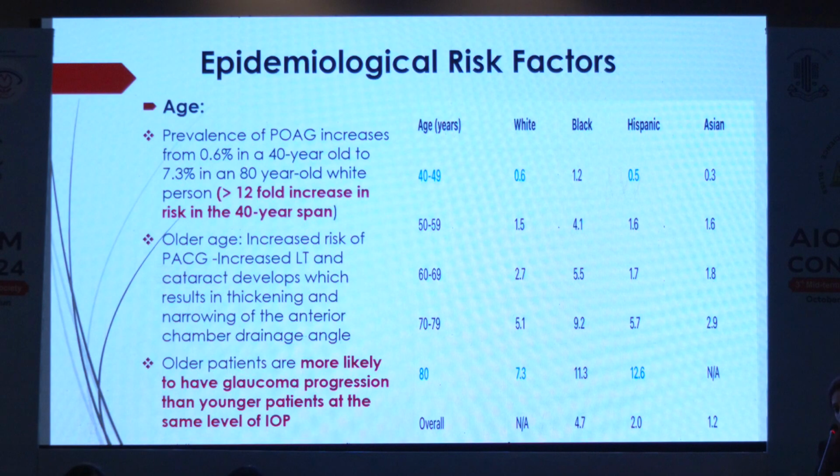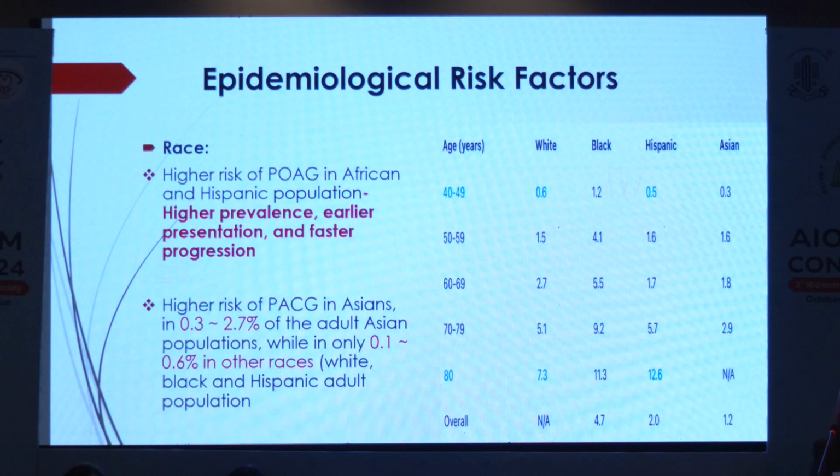Similarly, we all know that because of changes in the anatomy of the eye, there's an increase in PACG as well with age. And not only does the prevalence increase, but you're also likely to have more progression than younger patients at the same level of IOP. Then we have race. Obviously, a higher prevalence of POAG is seen in African and Hispanic populations. Not only do they have a higher prevalence, but they have an earlier presentation and faster progression. Similarly, PACG, as we all know, is more common in Asians as compared to other populations.